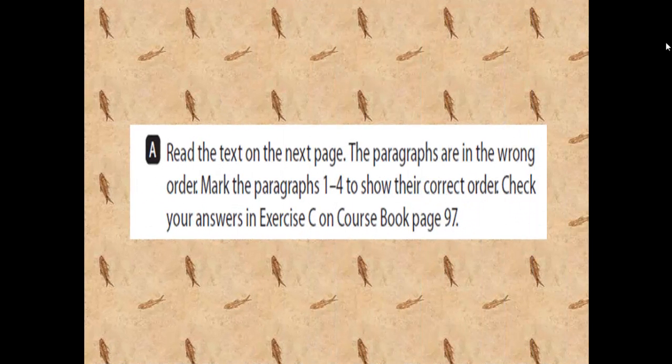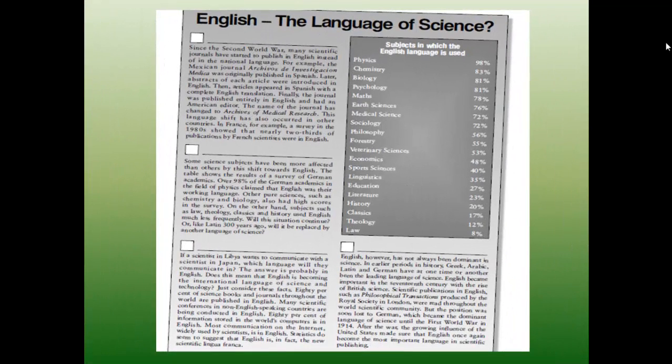Now let's do practice number A on workbook page number 56. Read the text on the next page. The paragraphs are in the wrong order. Mark the paragraphs from 1 to 4 to show their correct order. Check your answers in exercise C on coursebook page number 97. Let's read the text.